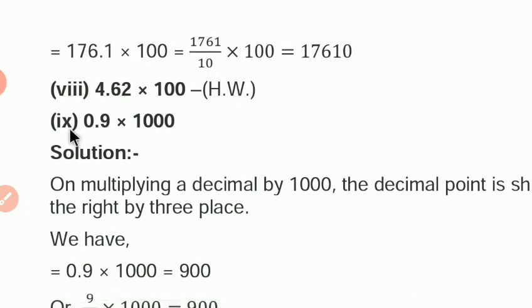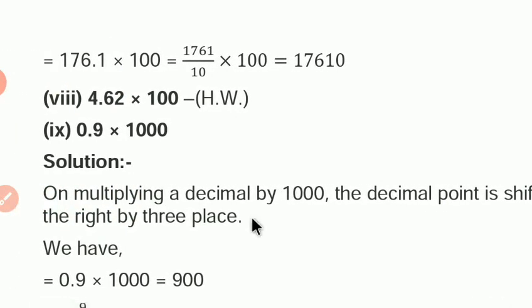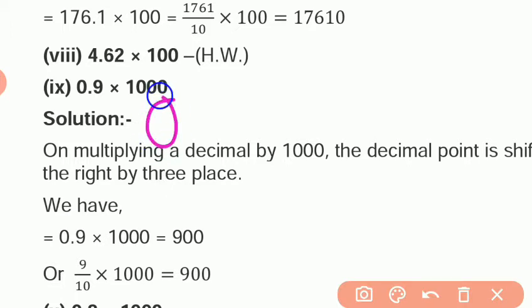Now the next question, that is 0.9 into 1000. Here in this question, we have to multiply the number by which? 1000. So on multiplying a decimal by 1000, the decimal point is shifted to the right by 3 places. If 3 zeros are given, how many times do we have to shift the decimal point? 3 times. So you can see that 0.9 into 1000.